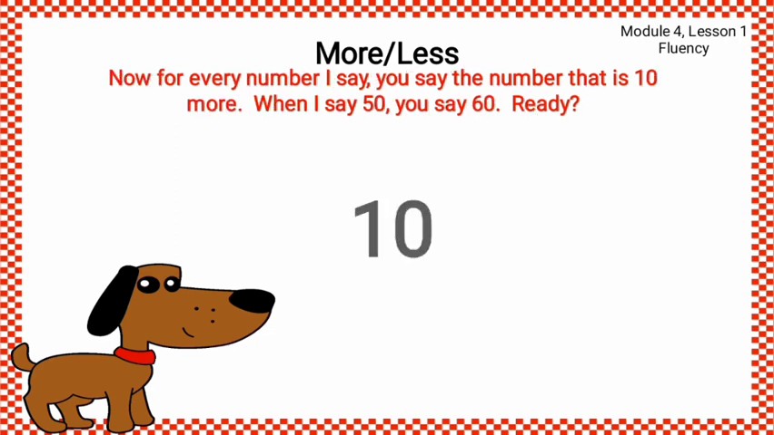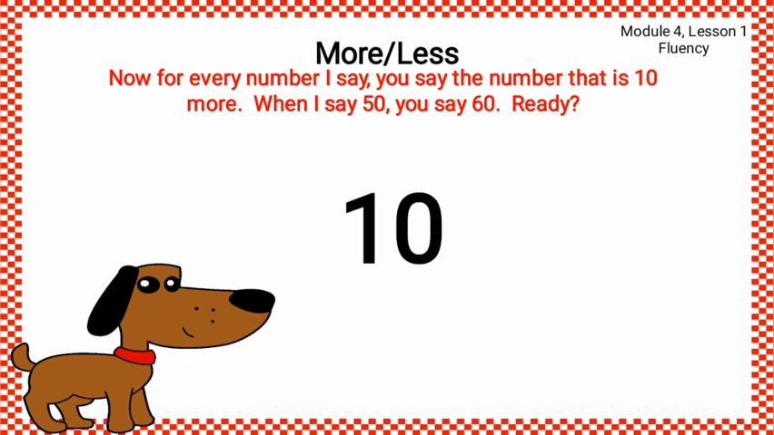Okay. Now for every number, you will say a number that is 10 more. So when I say 50, you say 60. Okay, let me give you a clue. 10 more and 1 more, they are just the same strategy. Like I usually say, when I say 1 more, it is the ones that change. When I say 10 more, the tens will change, and they just change in steps of 1.